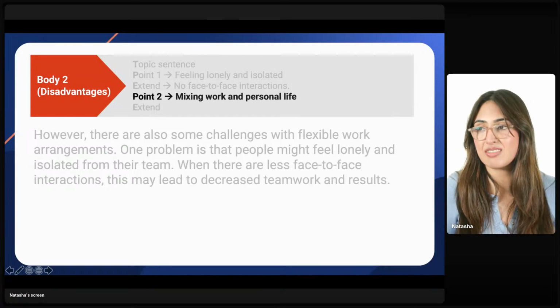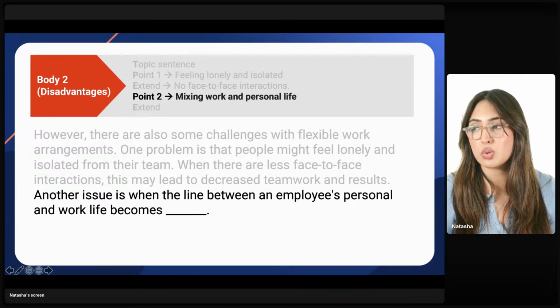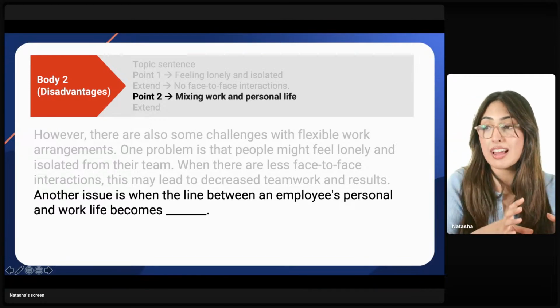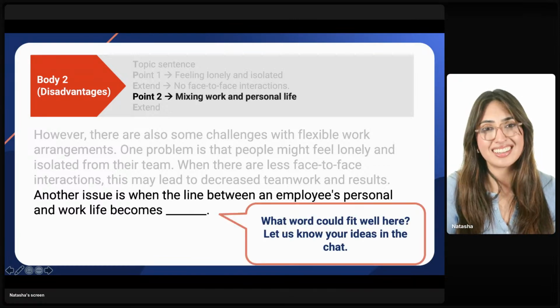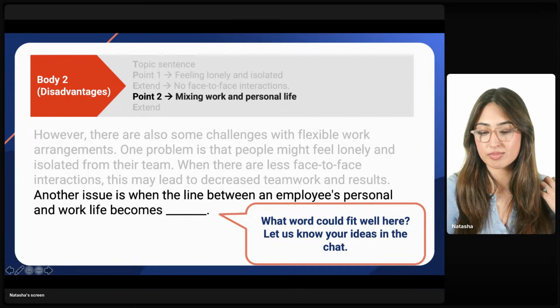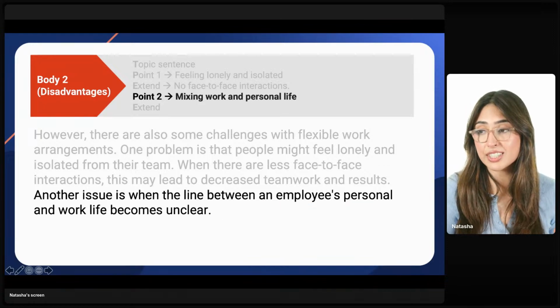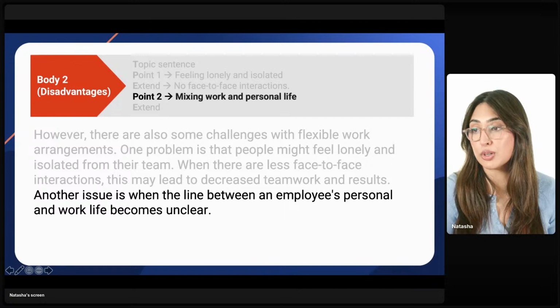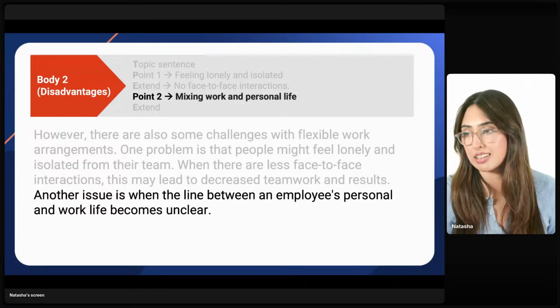Our second disadvantage is about mixing work and personal life. So let's fill in the blank together. Another issue is when the line between an employee's personal and work life becomes blank. What is an appropriate word choice here? Let us know your ideas in the chat. There could be several possible answers here. I've written unclear, but you might have also written something like blurry: when the line between an employee's personal and work life becomes blurry or unclear.